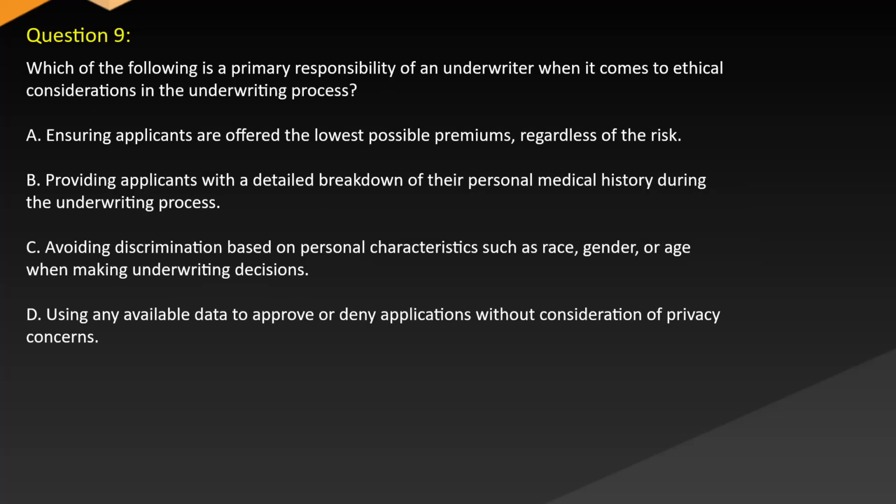Question 9. Which of the following is a primary responsibility of an underwriter when it comes to ethical considerations in the underwriting process? A. Ensuring applicants are offered the lowest possible premiums, regardless of the risk. B. Providing applicants with a detailed breakdown of their personal medical history during the underwriting process. C. Avoiding discrimination based on personal characteristics such as race, gender, or age when making underwriting decisions. D. Using any available data to approve or deny applications without consideration of privacy concerns.